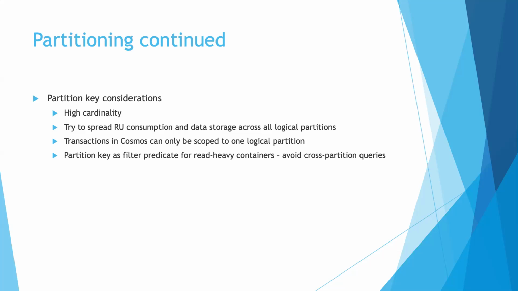What we're trying to do is avoid cross-partition queries when picking a partition key. Imagine we said select star from the container where field 1 equals value. If that wasn't our partition key, Cosmos will need to visit each logical partition to see if there is data that matches this filter predicate, because it's not our partition key, and that would be called a cross-partition query.